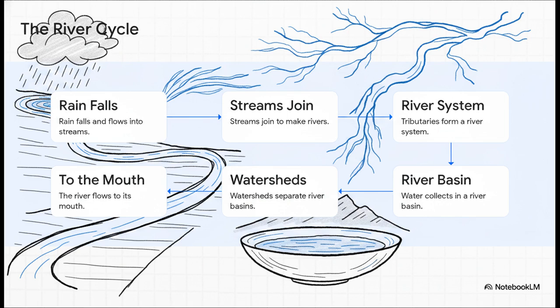Step 3, these streams join together as tributaries to form a big river system. Step 4, all this water collects inside a large river basin. Step 5, neighboring basins are separated by a high watershed. And finally, Step 6, the big river flows through its channel all the way down to its mouth.